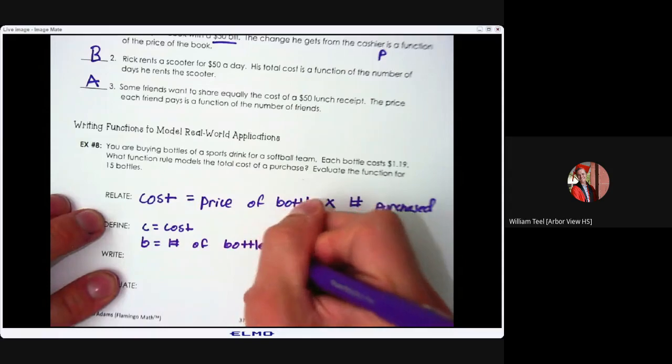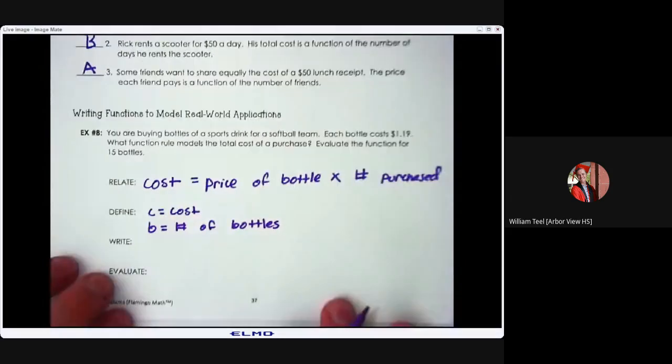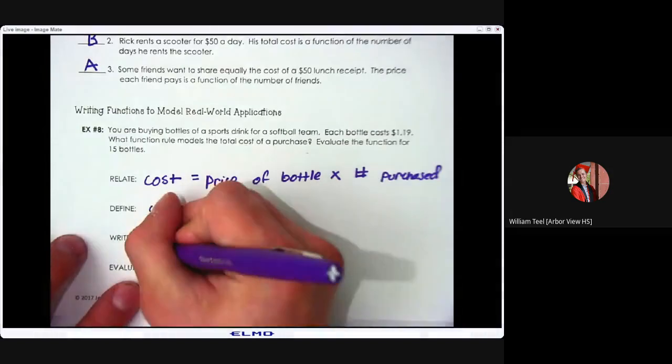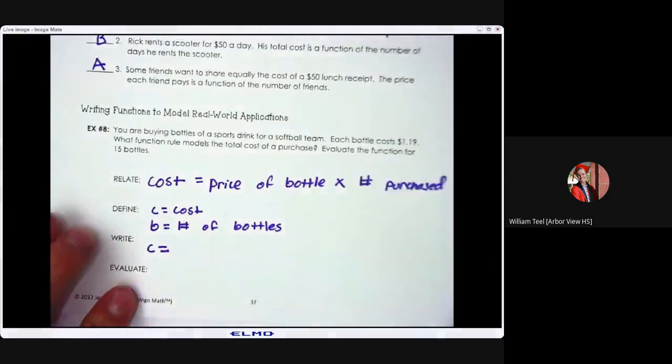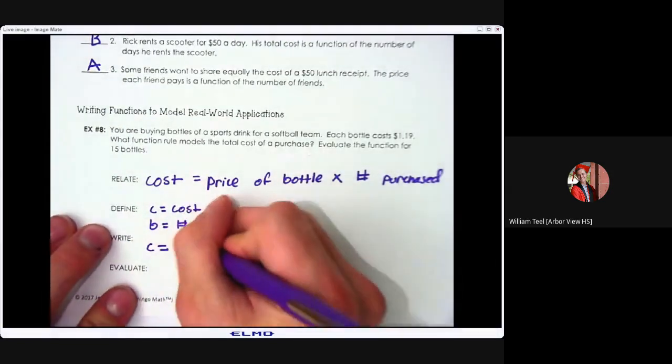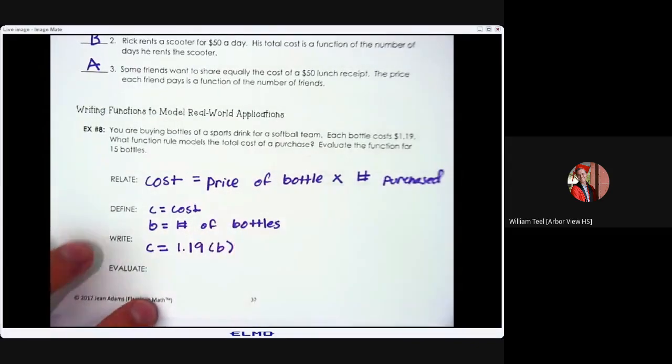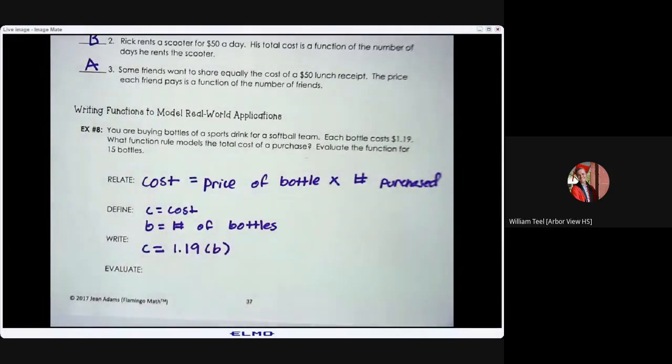Now, once we assign these variables, it makes it very easy to actually put these variables into equation form. So we're going to write the equation now. In order to find the total cost, we're going to say C is equal to $1.19 times B. Okay, we're looking at the total number of bottles B. So depending on how many bottles you buy, that's going to influence your price. So $1.19 per the number of bottles you buy.